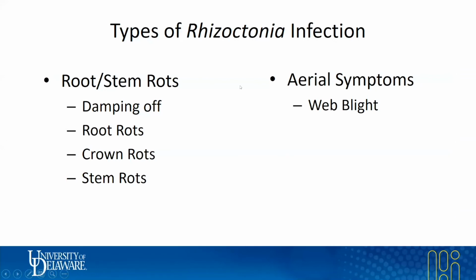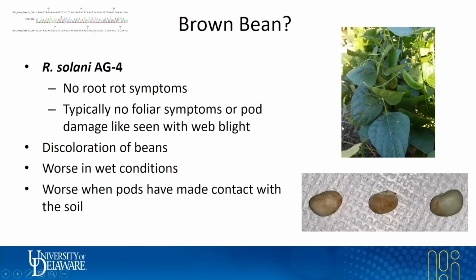With Rhizoctonia, there are multiple types of infections. We can have those root and stem rots that may be the damping off. It could be root rot or crown rot that happens later in the season. And then occasionally we also can get aerial symptoms, which are a web blight. One disease that we've been tracking in lima beans is from that Rhizoctonia AG4. And this is an interesting one because what we end up getting is actually not really any symptoms on the plant itself, but within the pod, we'll get beans that turn brown. So far, we've kind of just been referring to this as brown bean, but we get this discoloration, and it seems to be worse in wet conditions and if those pods have made contact with the soil.